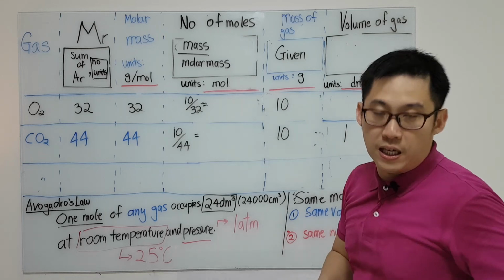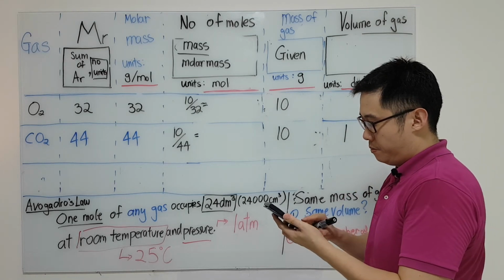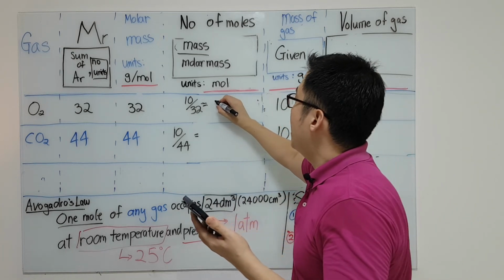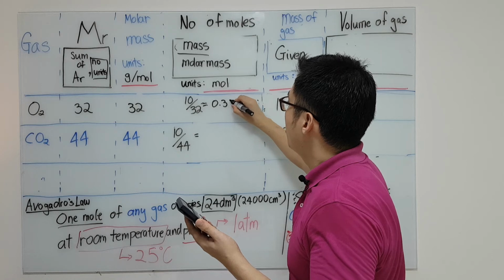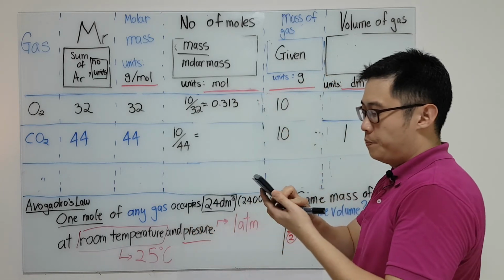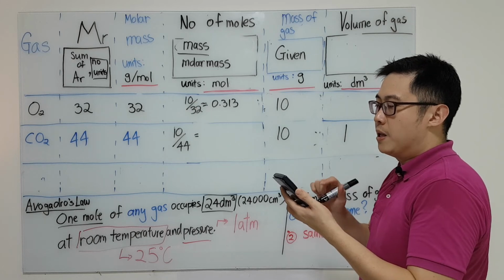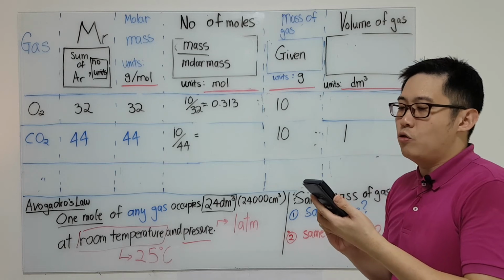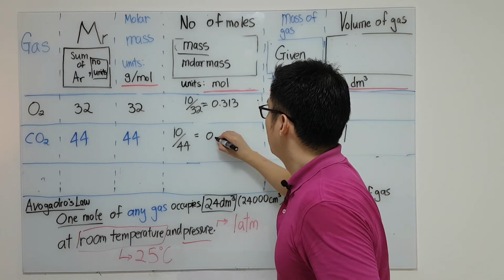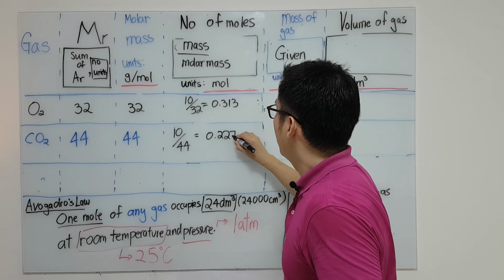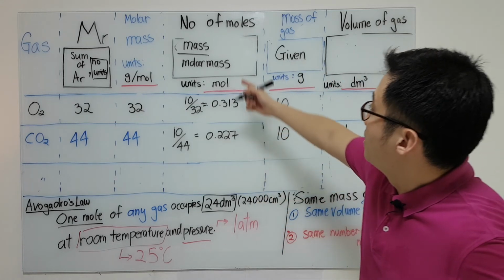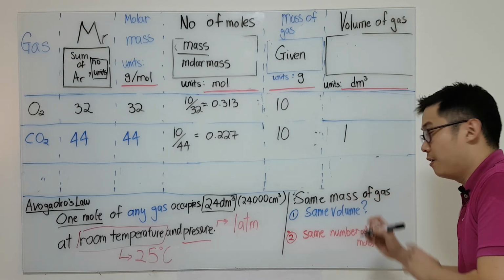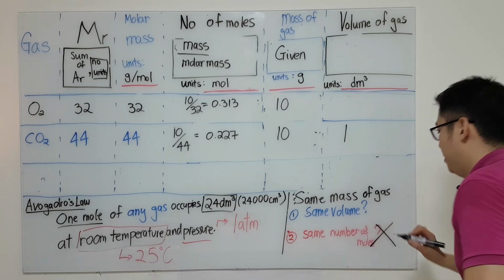If I take 10 divided by 32, that would be 0.3125. In 3SF, it will be 0.313 moles. To take 10 divided by 44, I would get 0.2272. In 3SF, it would be 0.227. And this, students, would be the number of moles. So as you can see, the number of moles when we have the same mass of gas for different gases is different.